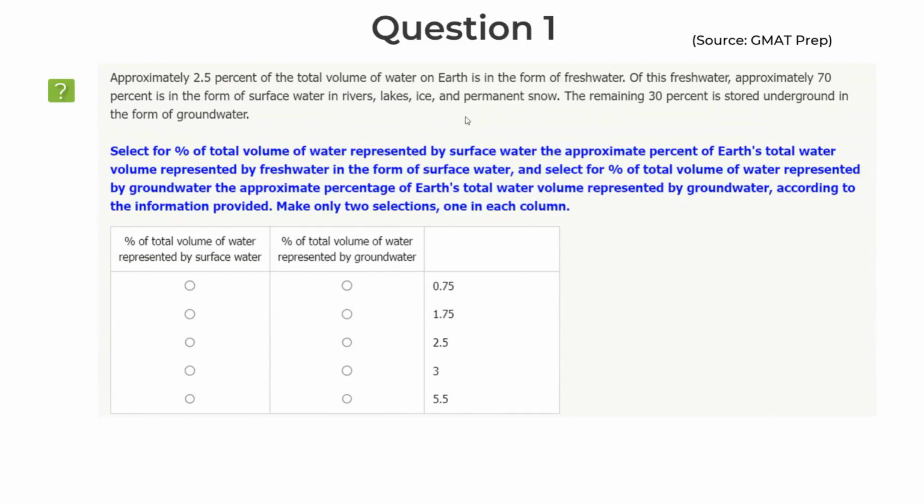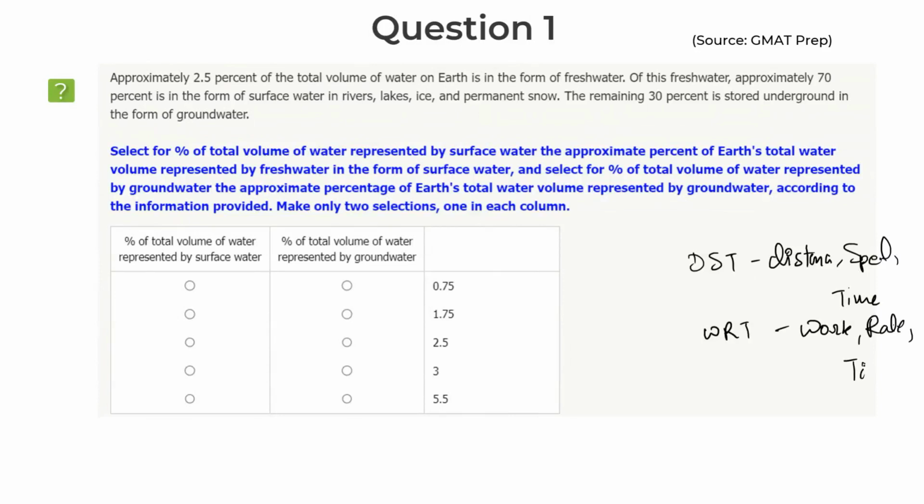Okay, someone is asking what is DST and WRT. DST is distance, speed, and time, and WRT is work rate time. So these are the two topics in WP intermediate of our course. If you go through that, you will get these topics in the WP intermediate module.